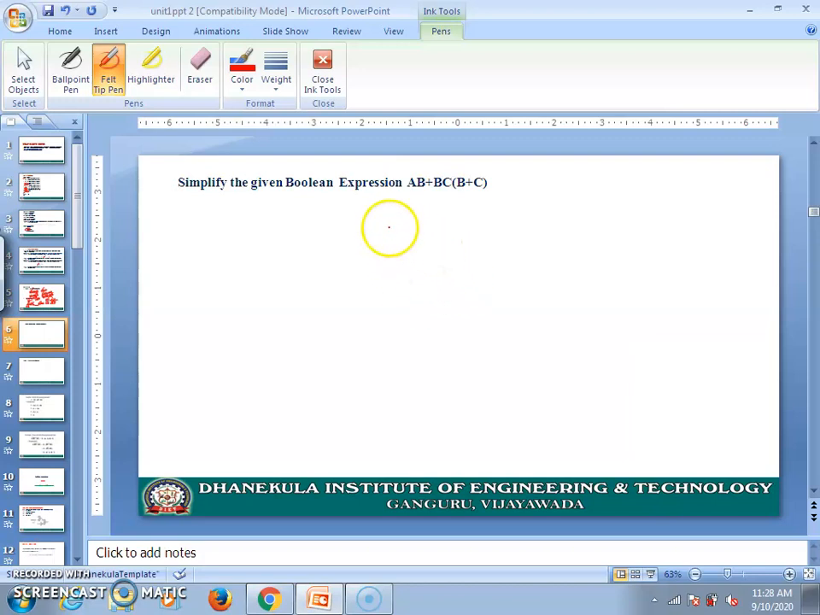So coming to the next expression, let us consider this expression AB plus BC into B plus C. First I am multiplying this BC with B plus C like this. AB plus, that means here I am applying the distributive law. AB plus BC into B plus BC into C. So if you observe here, I am writing the equation like this: AB plus BB. I am changing the order. I am writing BCC. From AND laws we know that A into A is equal to A. I am applying this AND law here.